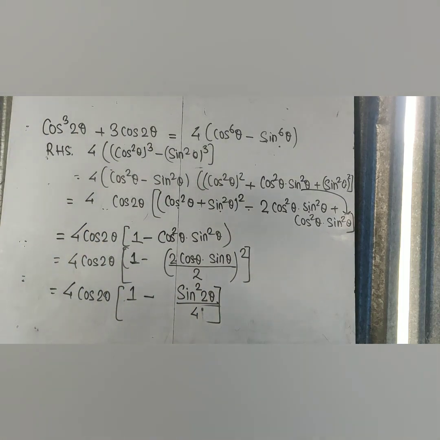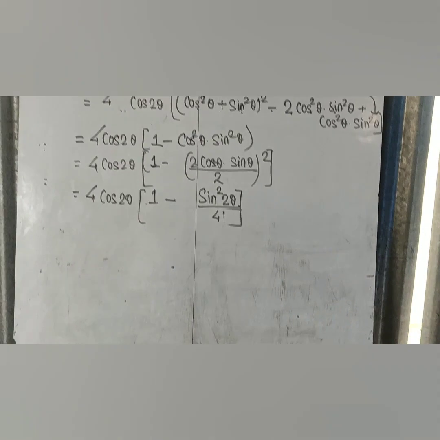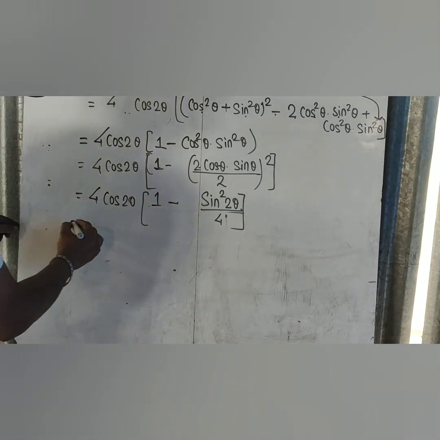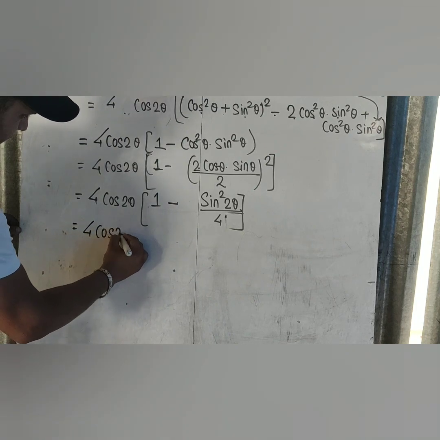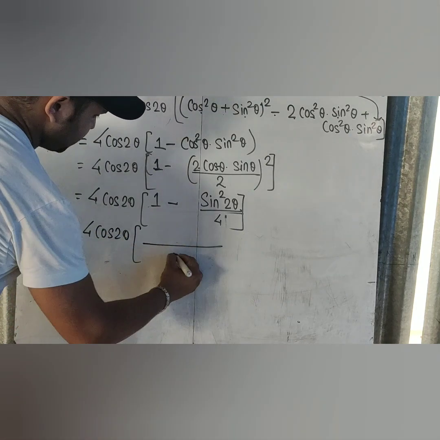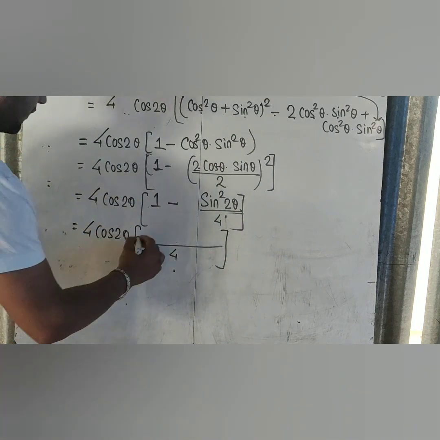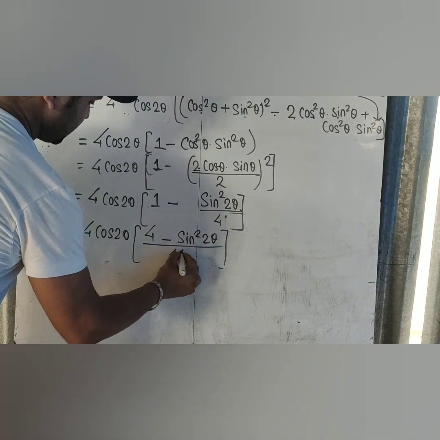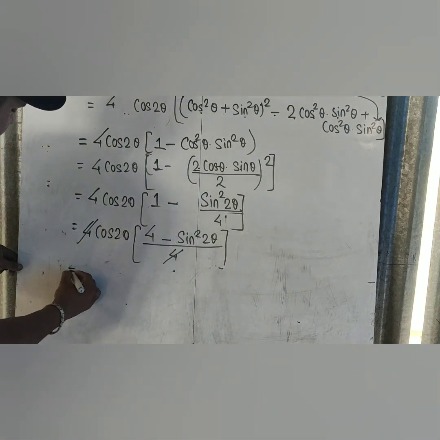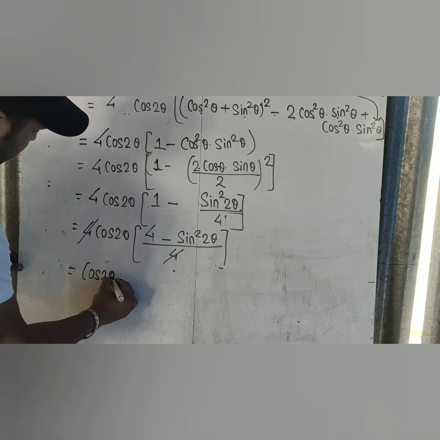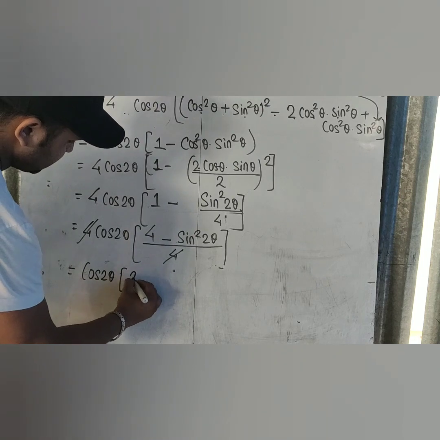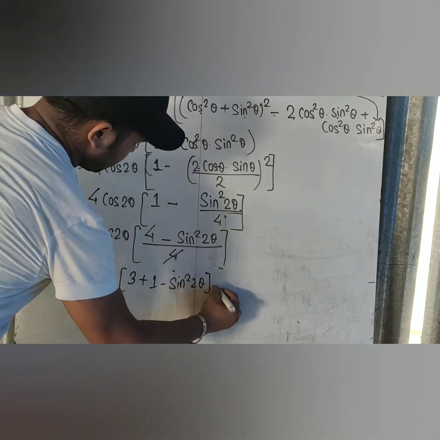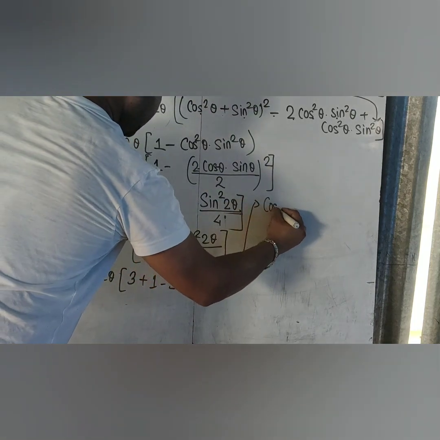Now we take the LCM down there. Your denominator is 4. 4 times 1 is 4 minus sin square 2 theta. Now you can cancel this 4 and 4. Now what is left here is cos 2 theta. Now you can split this 4 into 3 plus 1. Cos 2 theta.